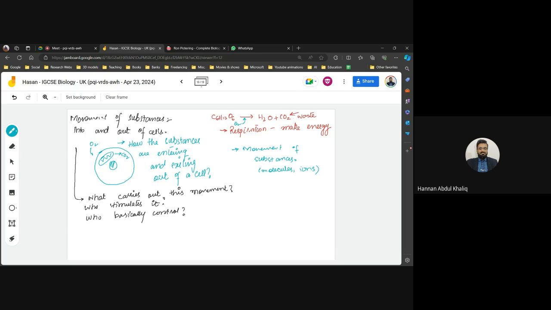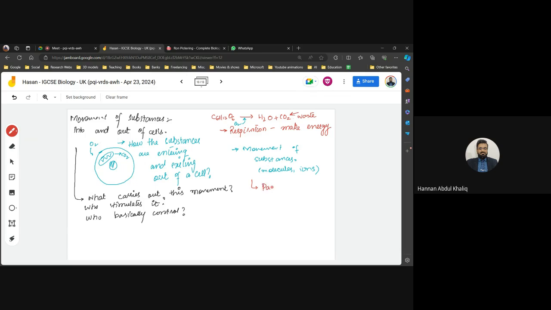Now, with respect to exams, and especially the P6 paper, this chapter is important because many questions are asked from it, and there are some questions made specifically from these cells. I'll show you the questions later. But remember that molecules and ions can move in two ways.